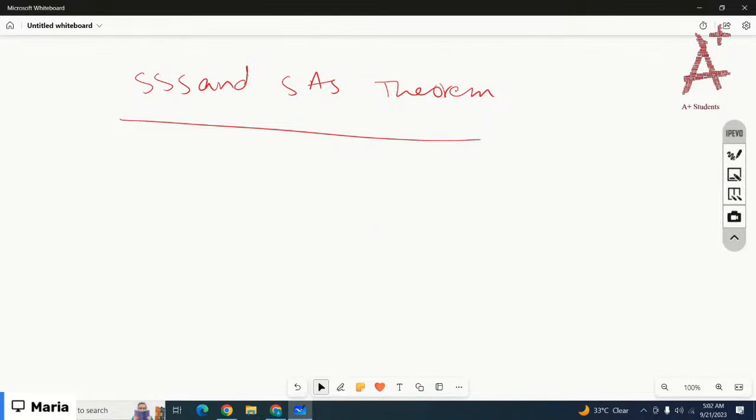The lesson name is SSS and SAS theorem, right? So let's see what the theorem is. Side-side-side means all three corresponding sides are congruent. It would be like this. For example, you have two triangles, right? So for SSS, all three corresponding sides of the triangles are congruent.